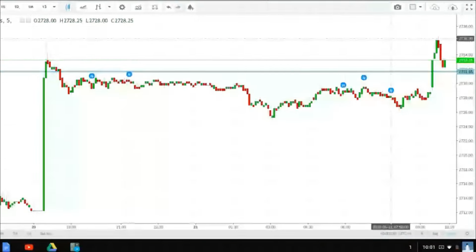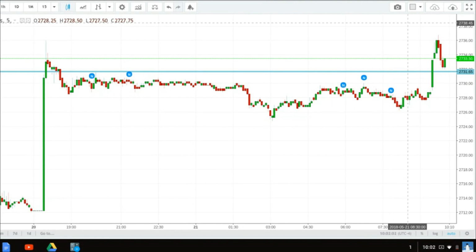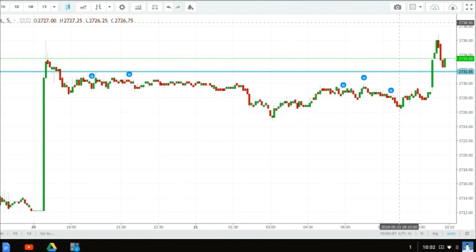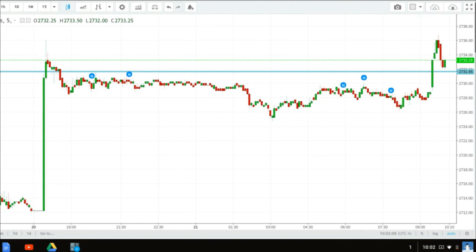So again, we're in at 27.32. We want to see it climb back up to 27.36. It'll be a 4-point move here on the S&P E-mini.